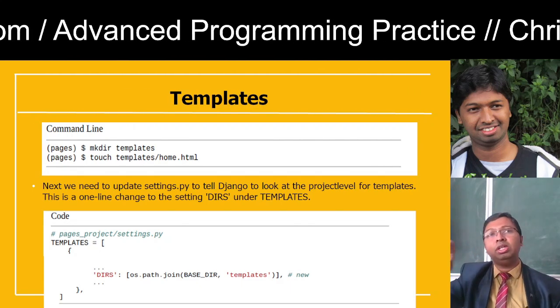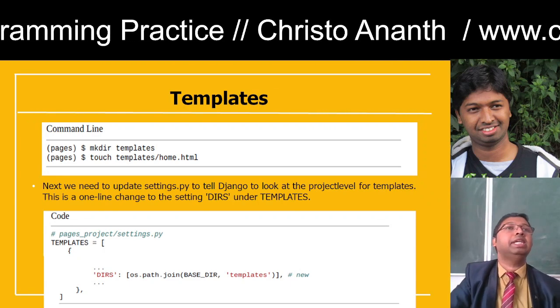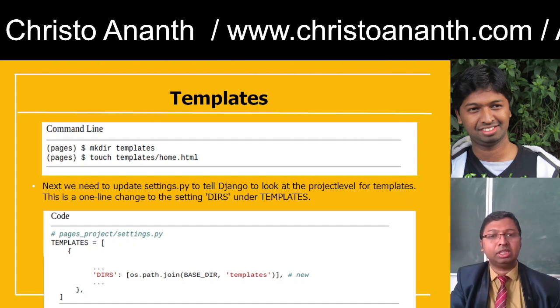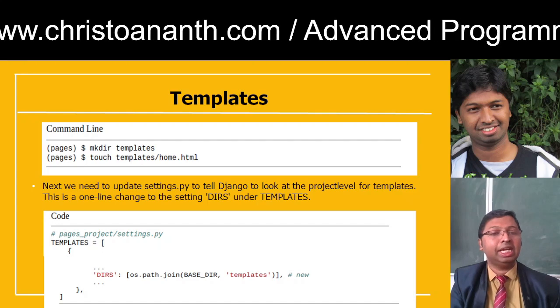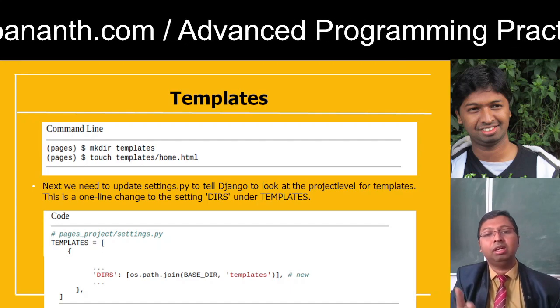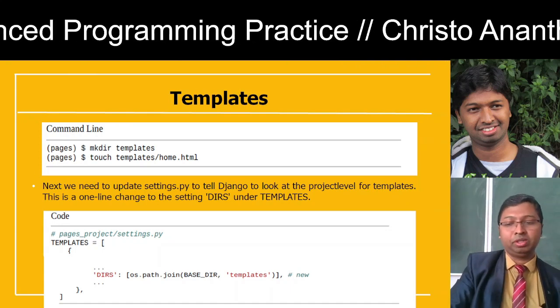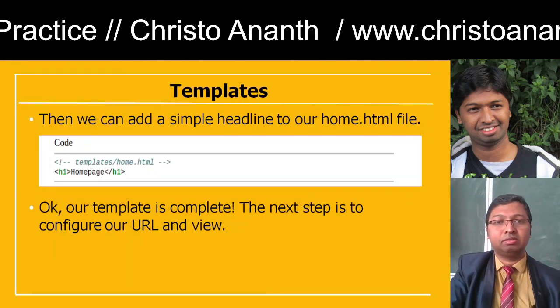So after doing this, we are going to make a one line change. So that is nothing but DIRS. Okay, so within pages_project/settings.py, we'll have TEMPLATES where DIRS is equal to os.path.join(BASE_DIR, 'templates'), the templates you are trying to add. Okay, that is the new line that we are adding.